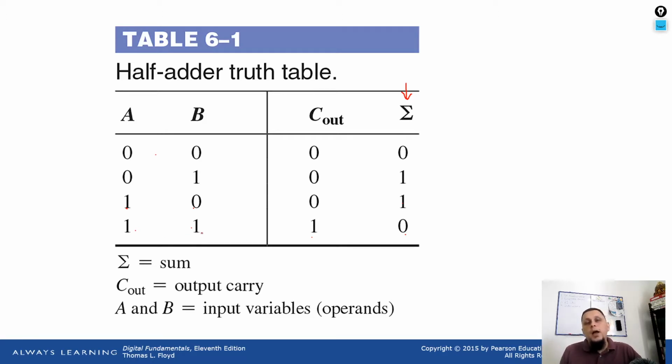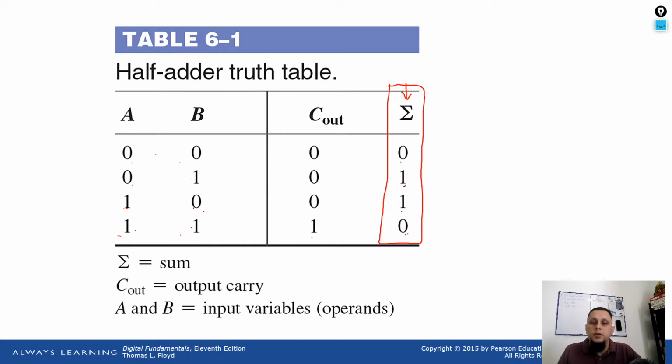Now, how do we create a logic circuit for this device? First of all, let's analyze the truth table, and let's analyze each output separately. Let's first focus on the sum output. Ignore the C out for now. Let's look at the inputs: 0, 0, output is 0. 0, 1, output is 1. 1, 0, output is 1. 1, 1, output is 0. So first of all, what you can do here, if you remember, is create a SOP expression.